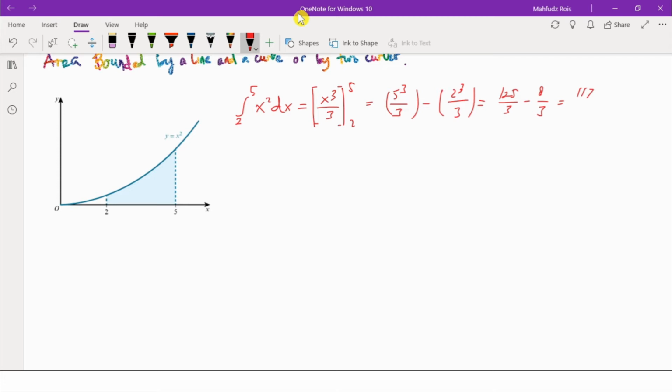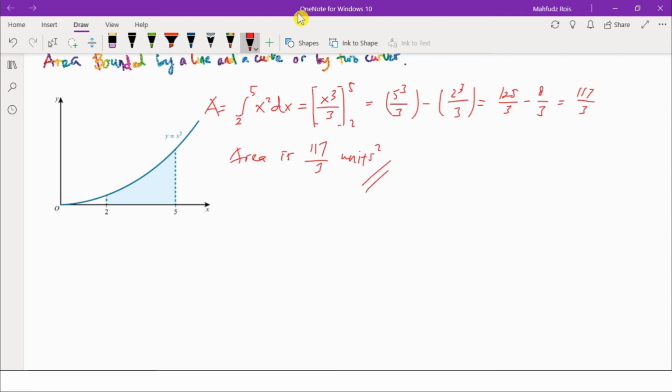117 over 3, right? So this is the area, I'm sorry. So the area will be 117 over 3 unit square, like this, right?